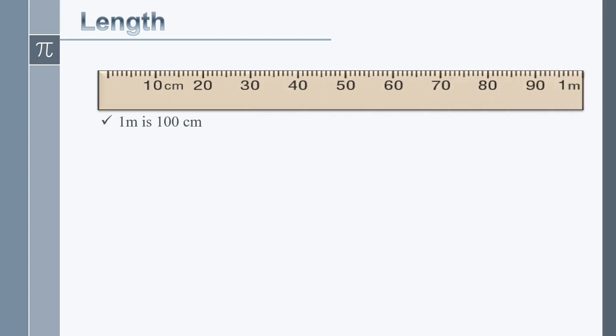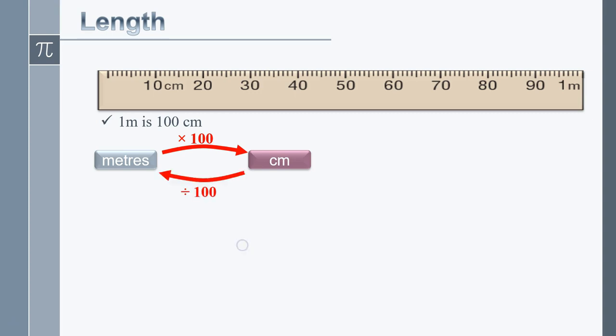So here we go, length. There's a metre ruler, or my version of a metre ruler, on the screen. So we know that 1 metre is 100 centimetres, and if I'm going to convert from metres to centimetres, all we've got to do is times by 100, or if we're going back the other way, from centimetres to metres, divide by 100. So let's just chuck up some examples.